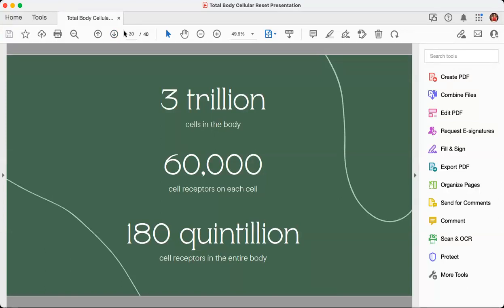So we have 3 trillion cells in the body, and each cell has 60,000 cell receptors on it, which means there's 180 quintillion. I wrote the number out with all the zeros, but it took up the entire slide. It went all the way across the page. So we've got billion, then trillion, then quintillion. So that's huge. I'm not that good at math, so I'm not going to try to do this. So 180 quintillion cell receptor sites in the body.